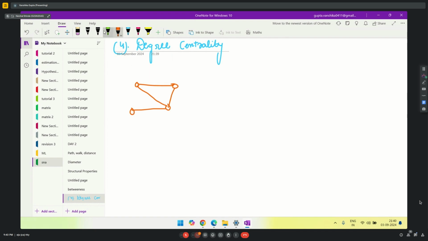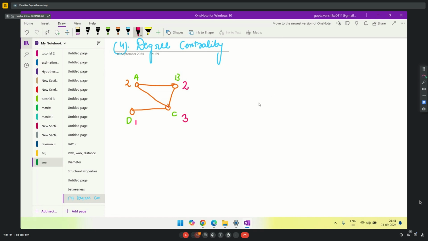Okay. And I want to find the degree of each point. So can anyone tell me what will be the degree of this A point? Two. Correct. For B, it's again 2. For C, it will be 3. It is connected to 3 nodes. For D it will be 1. So this is degree centrality. Degree is nothing but the number of connected nodes.